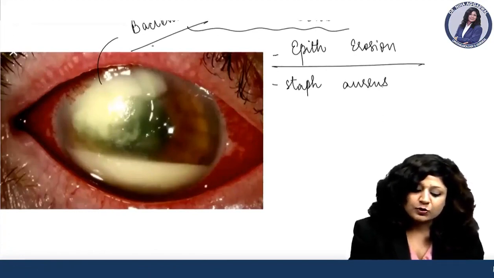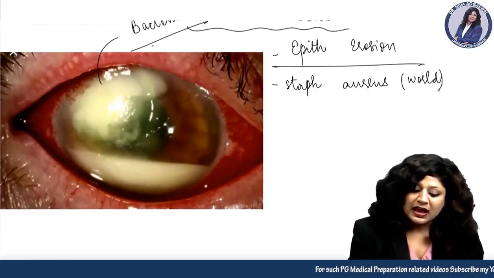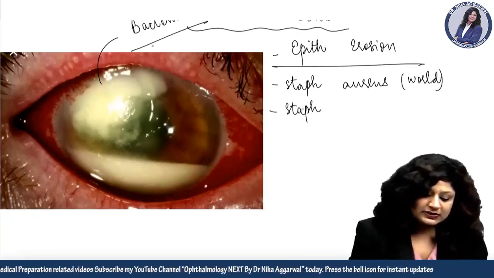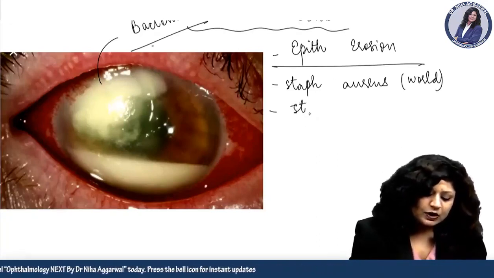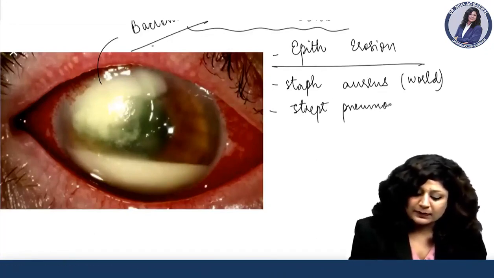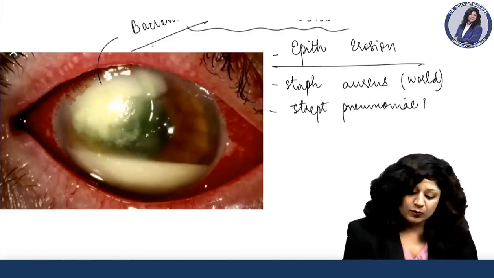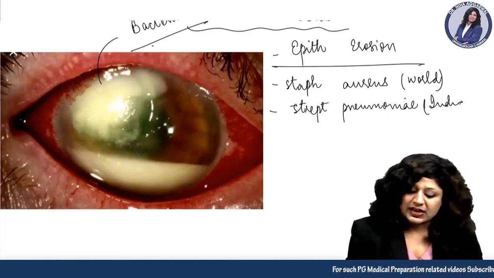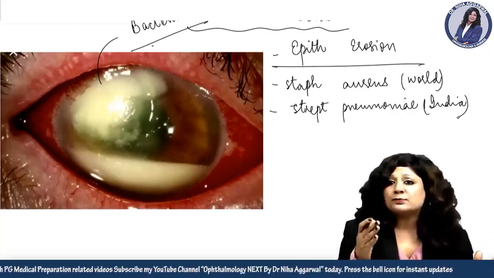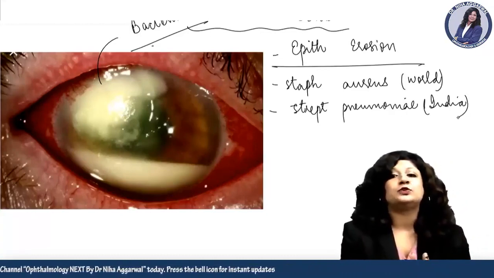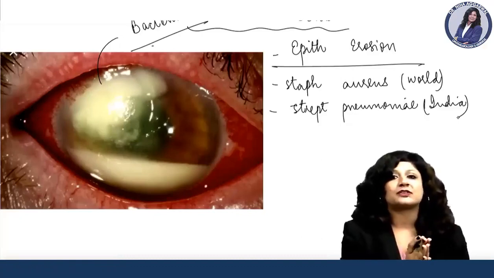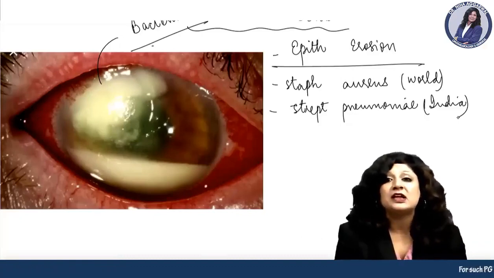Staph aureus is most common in the world, but if they ask you in India, then it is actually the Streptococcus pneumoniae. So we have the most common in the world, as well as the most common in India, as well as the most common factor which is actually responsible for the corneal ulcer, which is the epithelial erosion. Now, because most of the bacteria are not able to invade the intact epithelium, that is why epithelial erosion is actually the most common cause of this secondary bacterial infection.